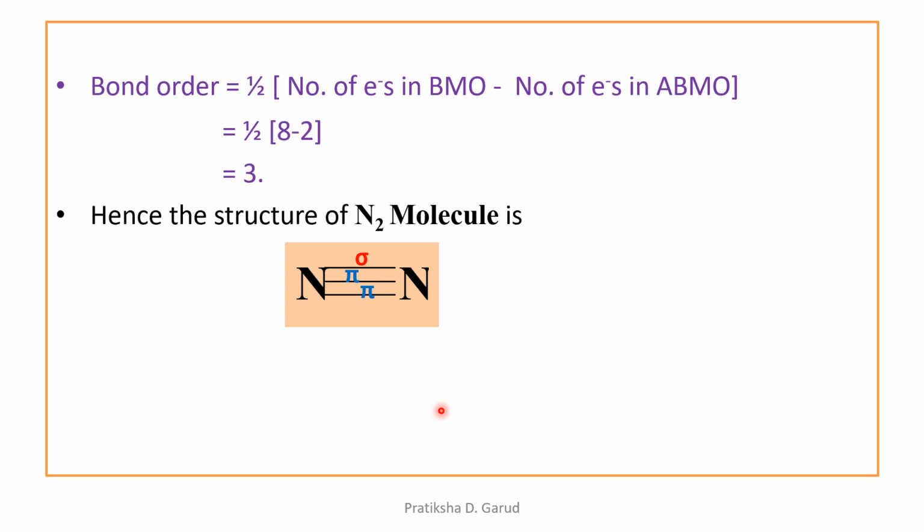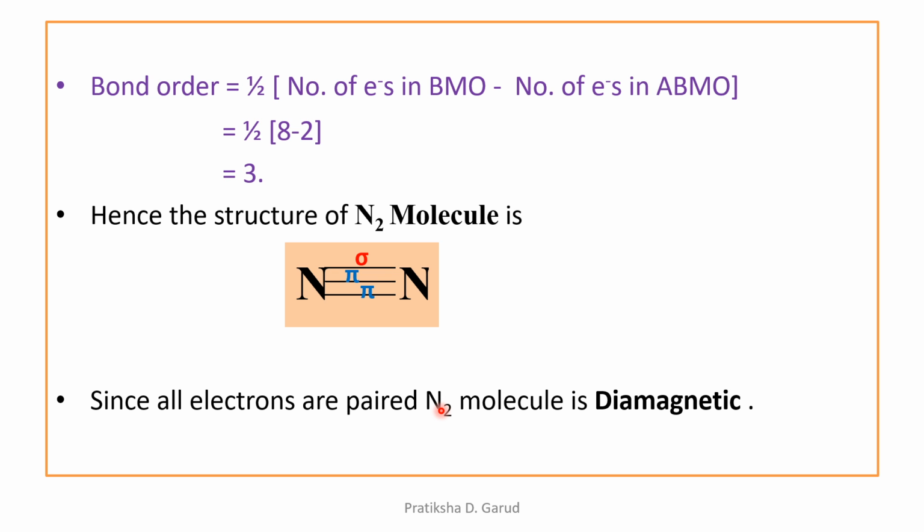And finally, the magnetic behavior. In case of the N2 molecule, all the electrons are paired. The last entering electrons are paired. So we can say that it is diamagnetic in nature. So this is regarding the N2 molecule.